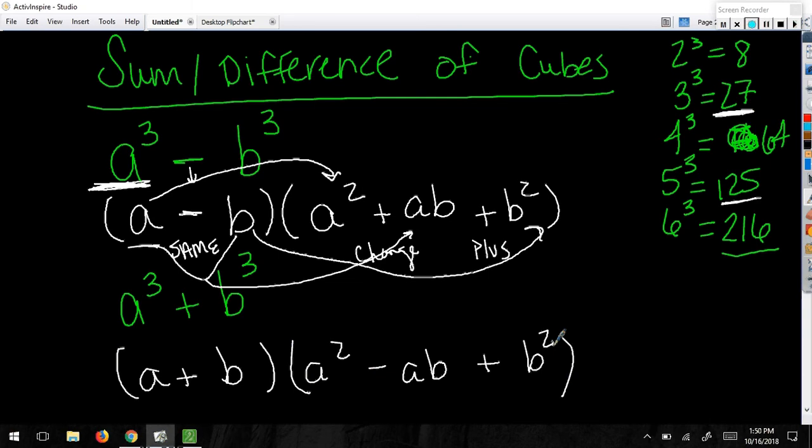Let me show you an example. Let me give you an example. Let's say I have x to the third plus 27. Do you see the pattern? What's the pattern? It's the sum of cubes, right? Okay, yeah. So let's replace the cubes.